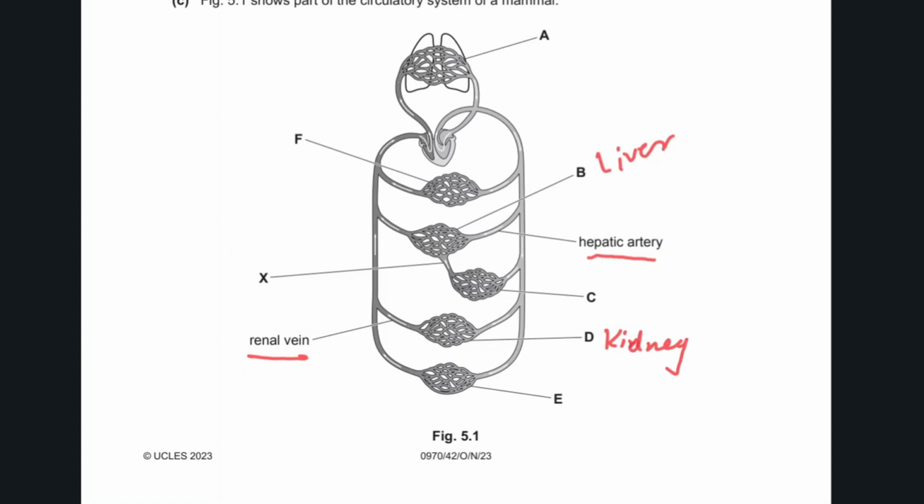We don't know the rest of the parts, but we know that if there is a connection between two organs of the body, then X is the hepatic portal vein. And C will be the intestine, because from the small intestine the capillaries join to form the hepatic portal vein, which then carries blood to the liver. And A is the lungs.